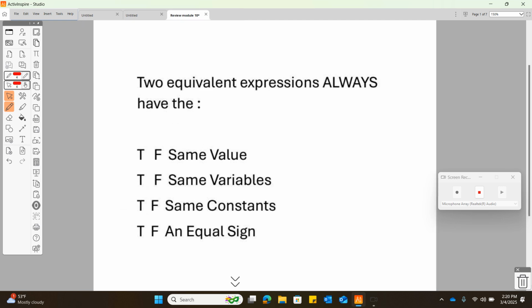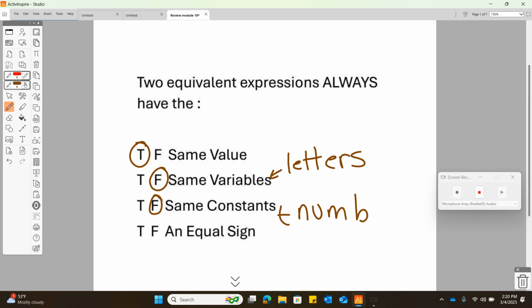They do not always have the same variables. Variables are the letters, and they don't always have to have the same letters. Same constants. Constants are the numbers. They don't always have to have the same numbers. And they don't have an equal sign.